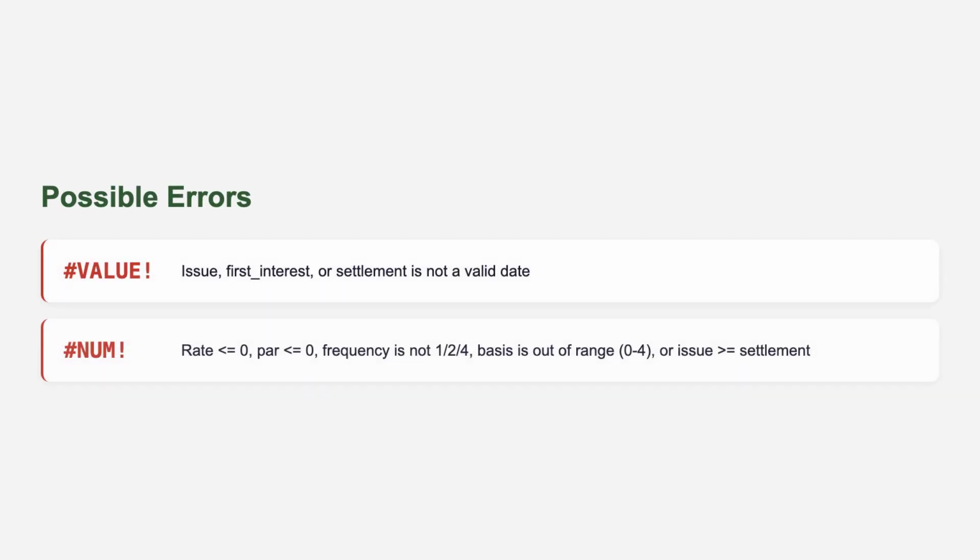Watch out for common errors. A value error occurs when issue, first_interest, or settlement is not a valid date. A num error occurs when the rate is less than or equal to 0, par is less than or equal to 0, frequency is not 1, 2, or 4, basis is out of range, or the issue date is on or after the settlement date.